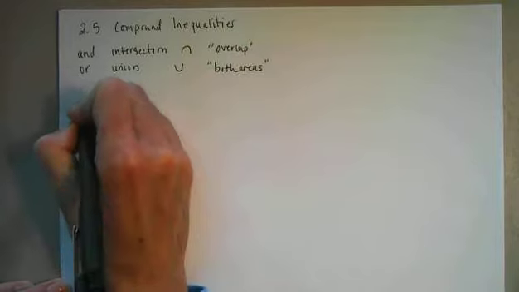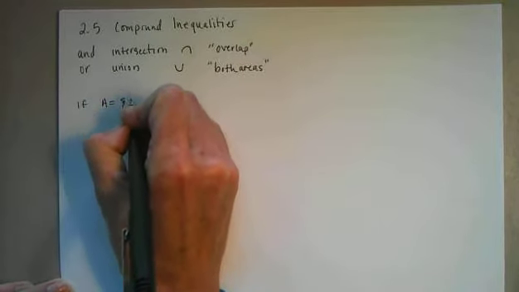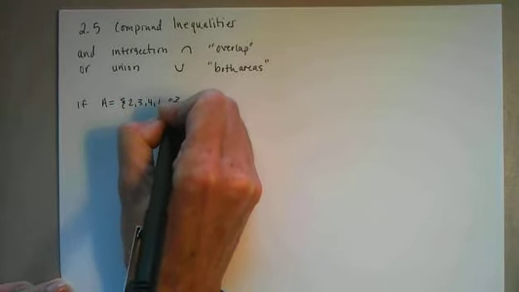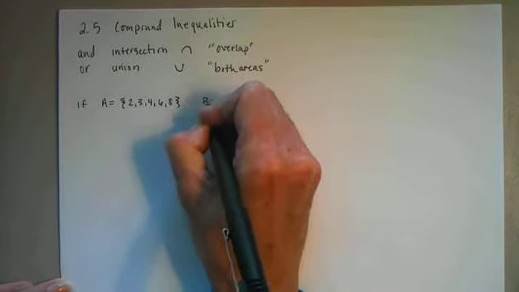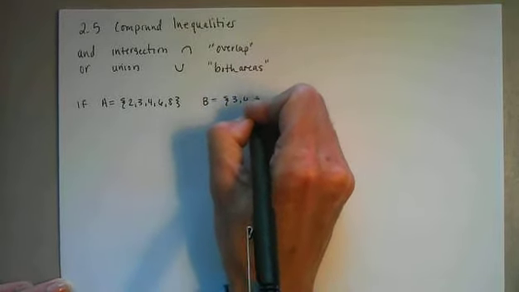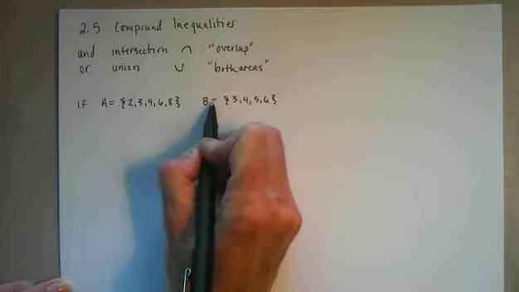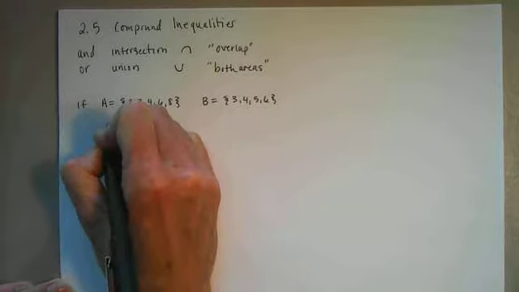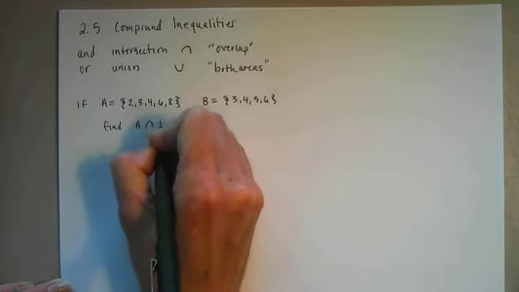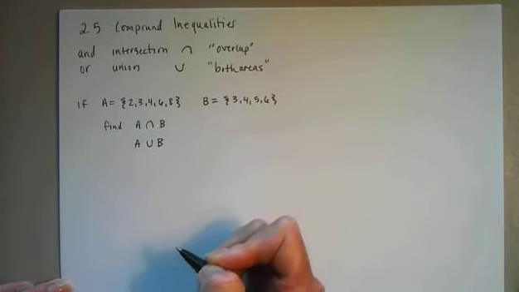So they start out and they say, if they give you two sets, if A was 2, 3, 4, 6, and 8, and B is 3, 4, 5, and 6, so these are just given. They're saying A is this and B is this. They want you to then find both the intersection of A and B and the union of A and B, just to make sure we understand those.